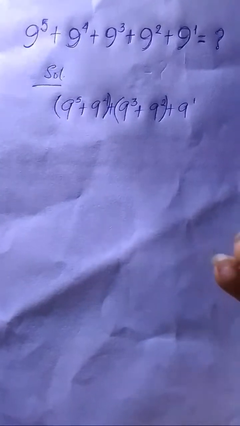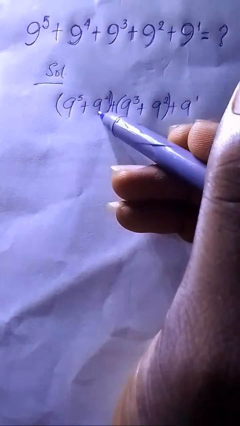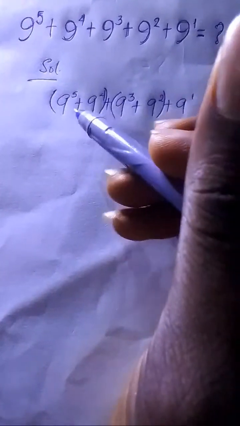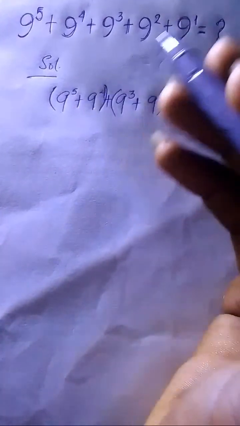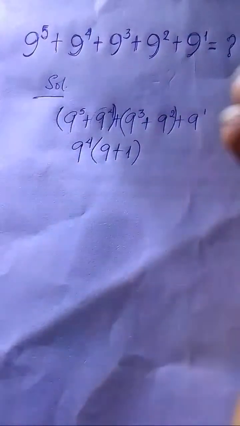So from here, what do we see? We can see here that 9 raised to the power of 5 and 9 raised to the power of 4 have numbers in common. What's the number in common? 9 raised to the power of 4 is common. We want to factorize it completely. So from here, we can bring out 9 raised to the power of 4. When we bring out 9 raised to the power of 4 from here, we have 9. And when we bring out 9 raised to the power of 4 from here, we have 1, right?